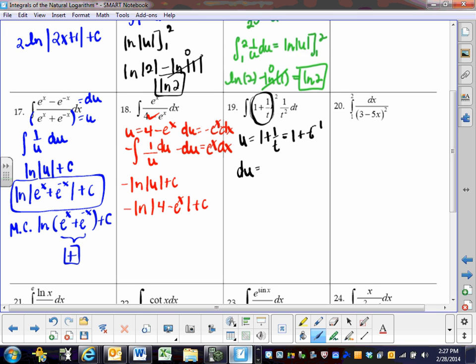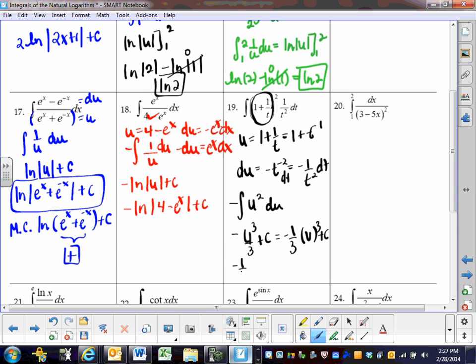For the next question, our u is going to be the bottom, 4 minus e to the x. So we have 1 over u. And the du is negative e to the x dx. So negative du equals e to the x dx. So we have a negative and a du. So we have negative natural log absolute value of u plus c. So negative natural log absolute value of 4 minus e to the x plus c. The 4 minus e to the x can be negative, so we want to make sure that we do have the absolute value here.